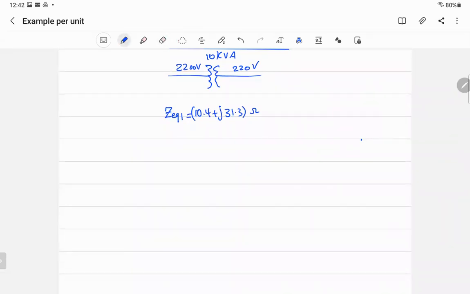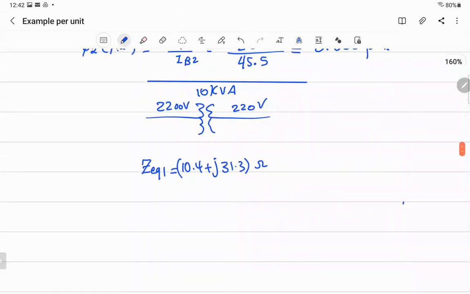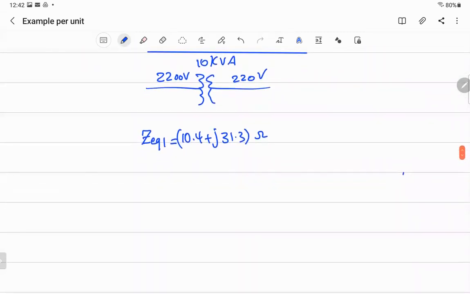So go ahead and solve this as a question. That's a simple question. Find Z equivalent in per unit. Okay, only 2 minutes, just one equation. So sorry, class. Yes. Just to get over it, you know.